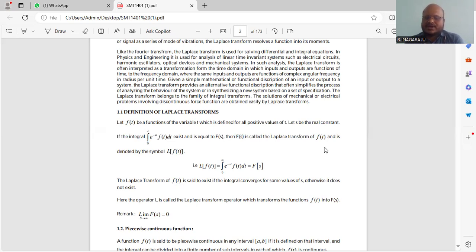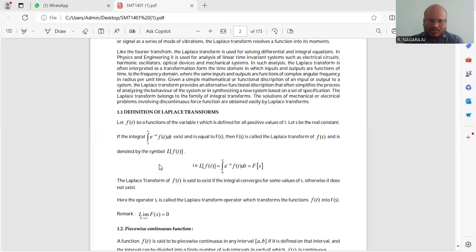The meaning is very clear. If we are integrating with respect to t, with e power minus st, in the limits 0 to infinity, then we call this a Laplace transformation. The Laplace transformation is denoted as L of f of t.